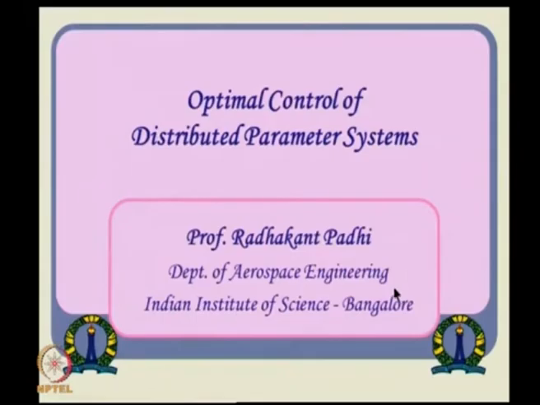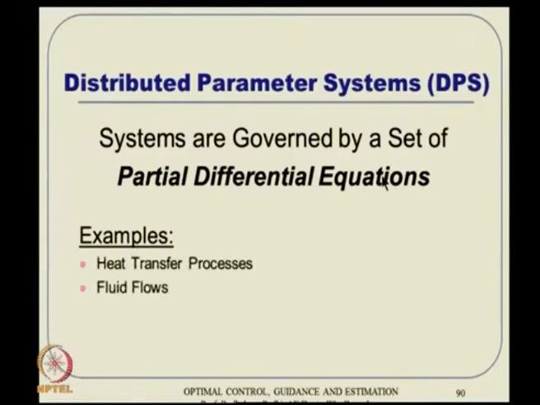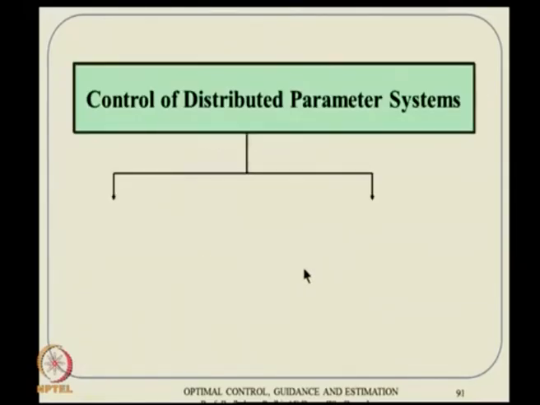Now, towards the very end of this course, we also thought we can extend the scope of this optimal control to distributed parameter systems as well. Distributed parameter systems by nature are governed by partial differential equations, which is very different from whatever we have seen so far. But there are many examples where we have to talk about partial differential equations, for example heat transfer processes, fluid flows, chemical reactor processes, the vibration of structures and then ecological problems. Many things are there where ODEs are not sufficient actually. So, how do you handle those kinds of problems?